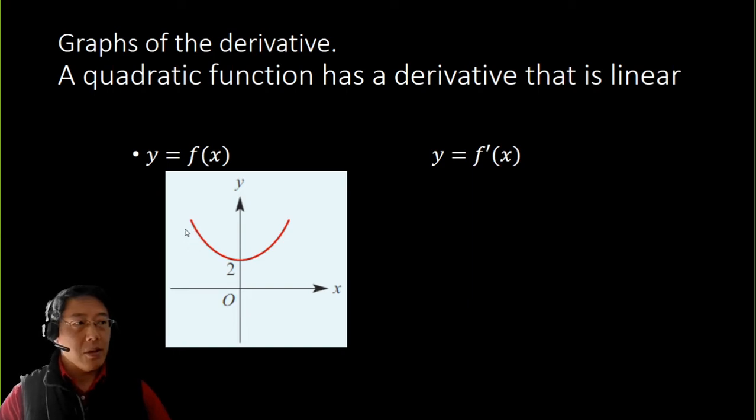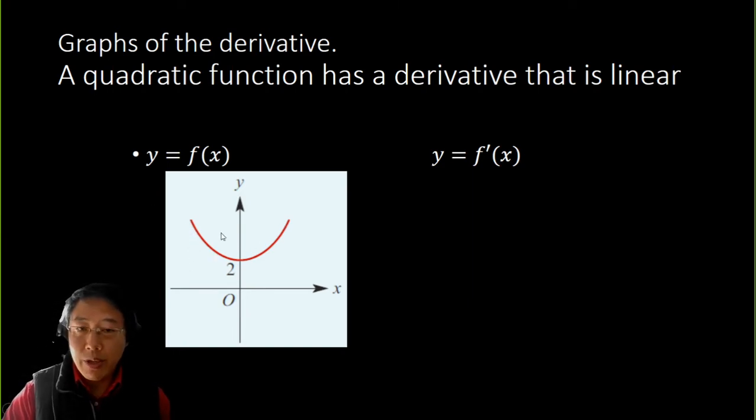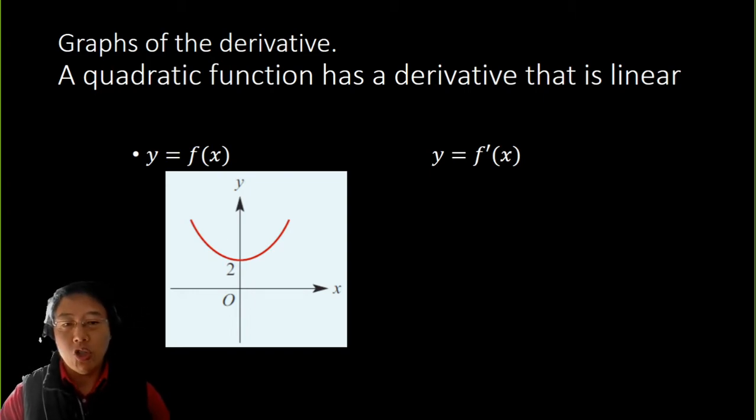If it's quadratic, so the degree is 2. If you differentiate degree 2, that will give you a degree 1. So that's degree 2. The derivative will be a degree 1. The general formula is mx plus c, so it will be a straight line.